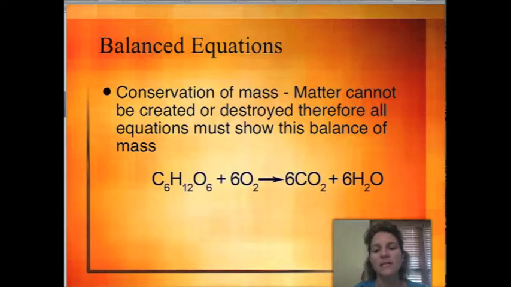Very simplistic, but we need to remember this important concept: when we show reactions, we have to show balanced equations. According to the conservation of mass, matter cannot be created or destroyed. Therefore, all equations must show this balance of mass. What we mean by that is if we have 6 carbons on the left side of our equation, we also have to have 6 carbons on the right side. We cannot lose any matter.